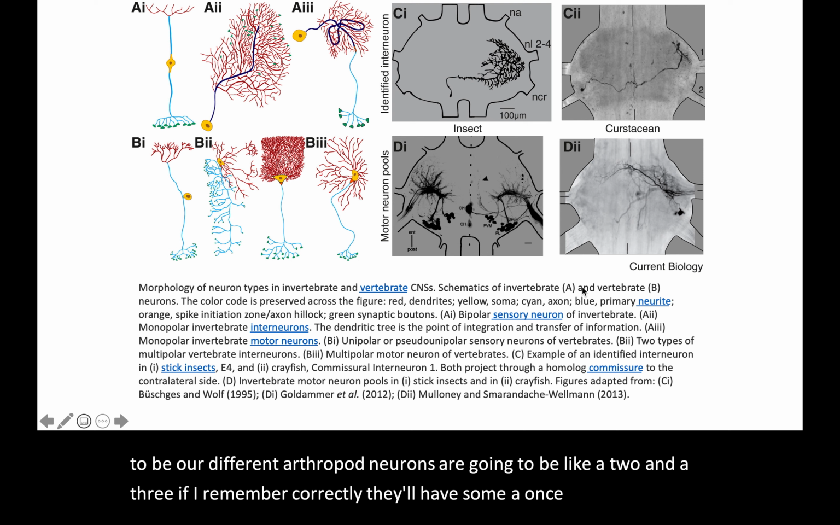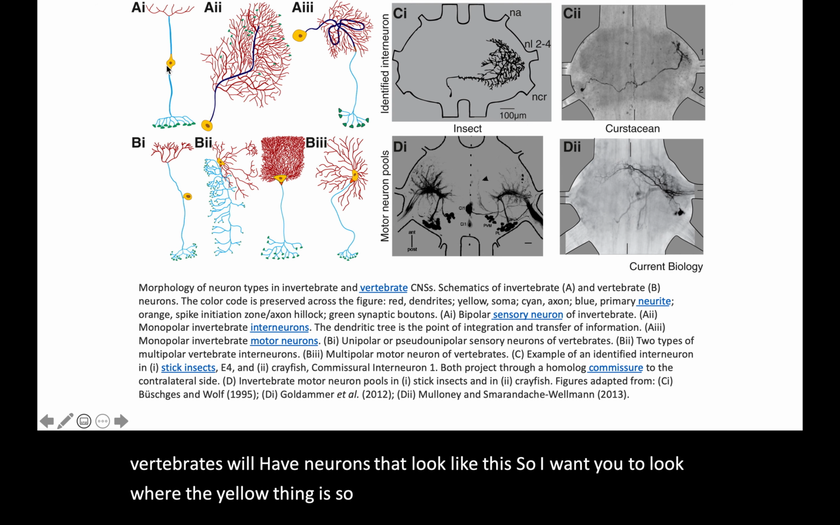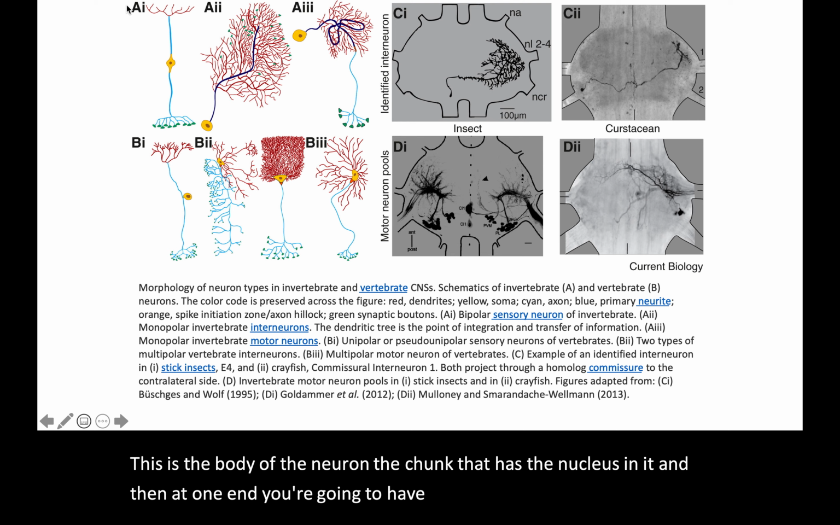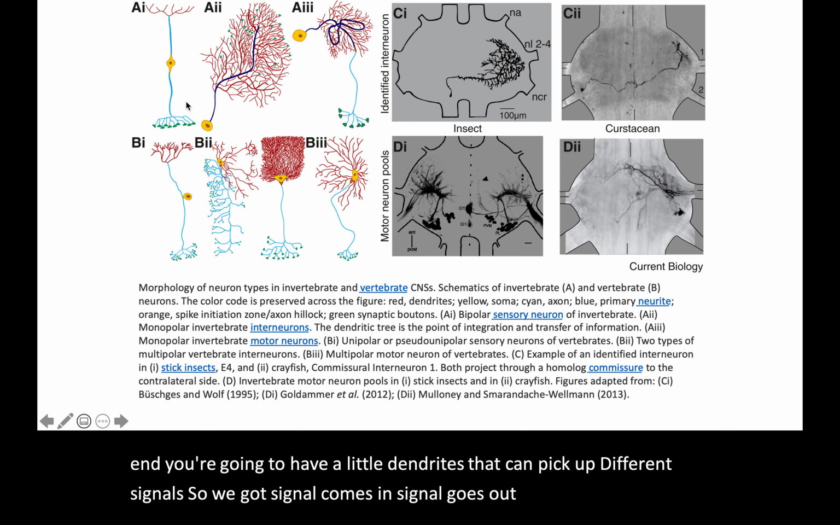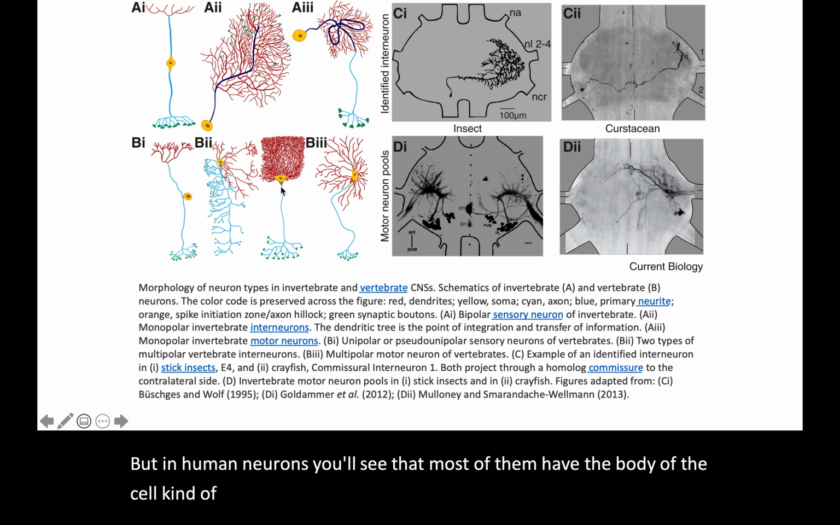People like us, vertebrates, will have neurons that look like this. So I want you to look where the yellow thing is. The yellow thing is called the soma. This is the body of the neuron, the chunk that has the nucleus in it. And then at one end, you're going to have neurotransmitters, and at the other end, you're going to have little dendrites that can pick up different signals. So we got signal comes in, signal goes out, just like that. Yeah, pretty nice. But in human neurons, you'll see that most of them have the body of the cell kind of integrated right in there in the middle.